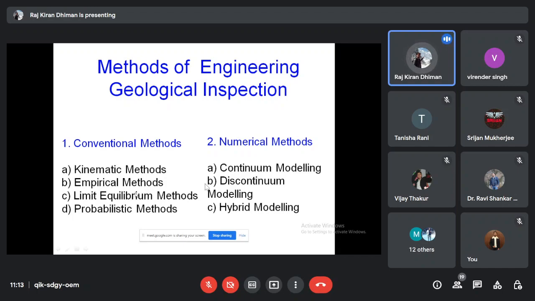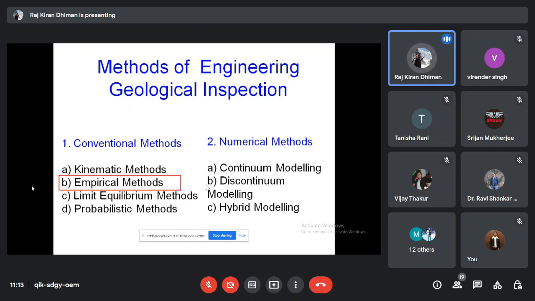After kinematic, there is the empirical method. In the empirical method, we have a lot of data. For example, if I am talking today about slope mass rating, it is actually an empirical method which was developed over the years, starting with Manuel Romana, who developed it in 1985, and then there were some modifications over the years.